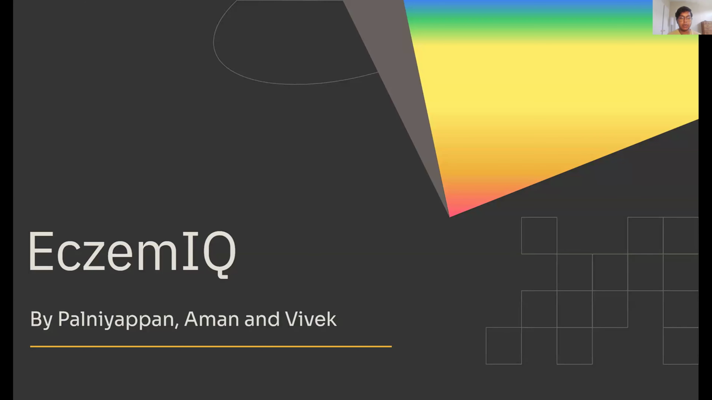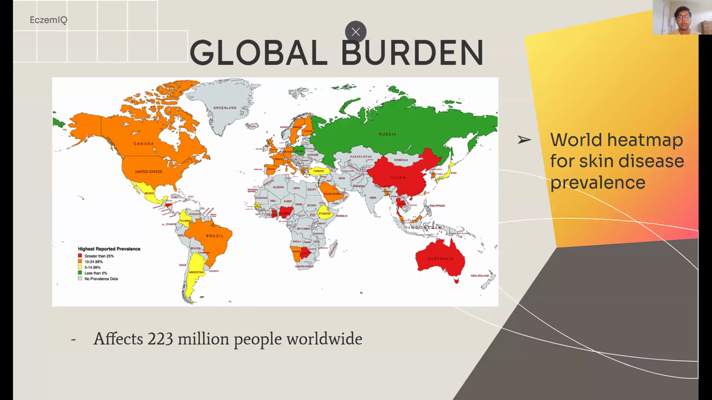Hello, everyone. We are Team Examic. I'm Aman. My teammates are Palaniappan and Vivek. Skin diseases affect over 85 million Americans every year, costing billions in healthcare. And globally, they're one of the top causes of disability. But the real crisis isn't just the disease, it's access to accurate diagnosis. As you can see, over 223 million people worldwide are affected by skin diseases in total, but within the US, it's just 85 million.